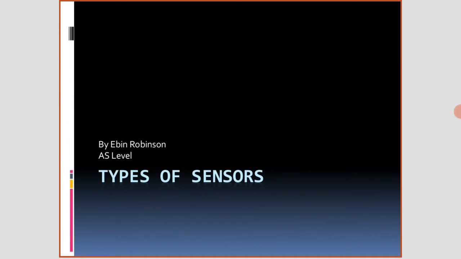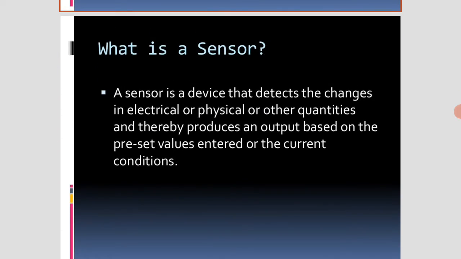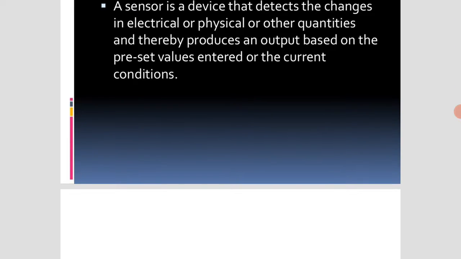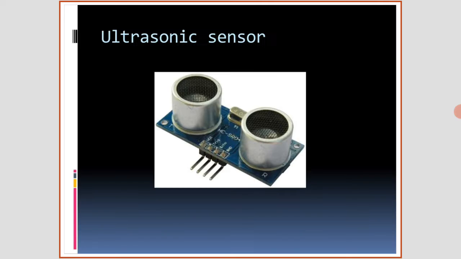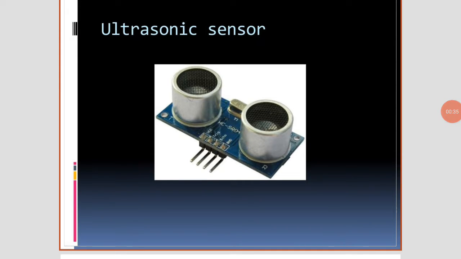Today we discuss a video topic on the lecture of types of sensors. What is a sensor? A sensor is a device that detects the changes in electrical or physical or other quantities and thereby produces an output based on the preset values entered or the current conditions. The ultrasonic sensor diagram is as shown in the PPT.